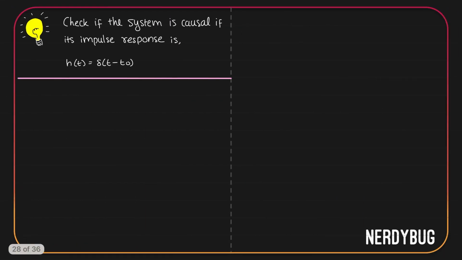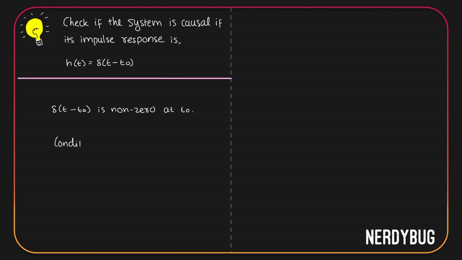Let us solve a problem. We have to check if the system is causal, if the impulse response is delta of t minus t naught. So this is a pure shifting system. Delta of t minus t naught is a shifted impulse function. So it is non-zero at t naught.